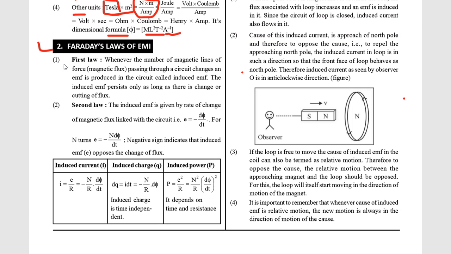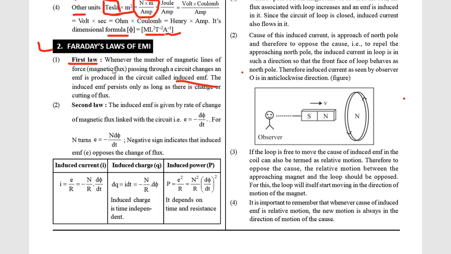So let us discuss the statement of Faraday's law of EMI. So this one is the first law. Whenever the number of magnetic lines of force, that is magnetic flux, passing through a circuit changes, an EMF is produced in the circuit, called induced EMF.